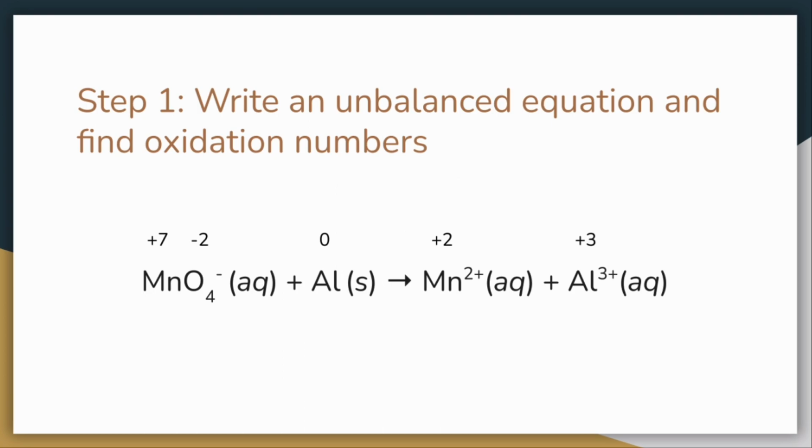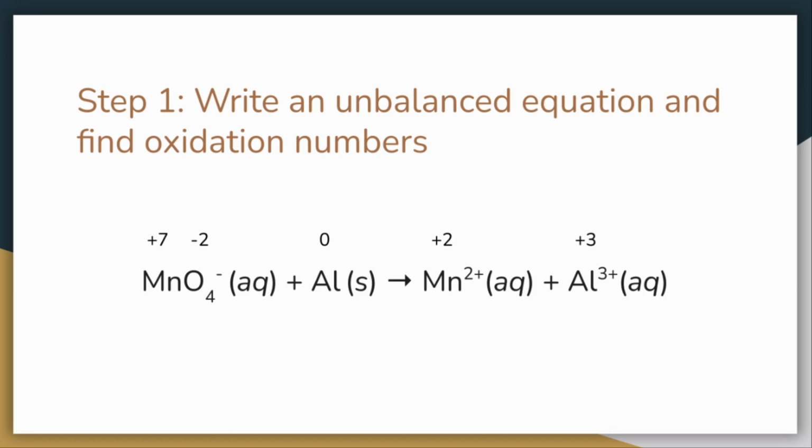Starting with aluminum solid, we know that this has an oxidation number of 0 because that is its neutral state and no charge is indicated with a plus or a minus sign. Manganese 2+ and aluminum 3+ are also easy to determine because the oxidation numbers are given. These are 2+ and 3+ respectively. The MnO4- is a little bit more difficult.